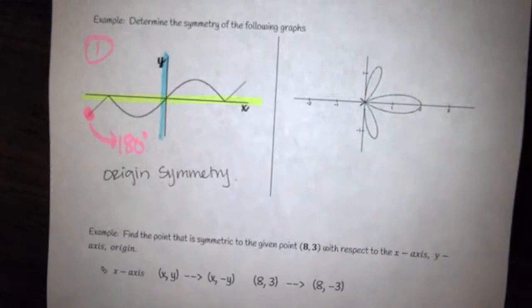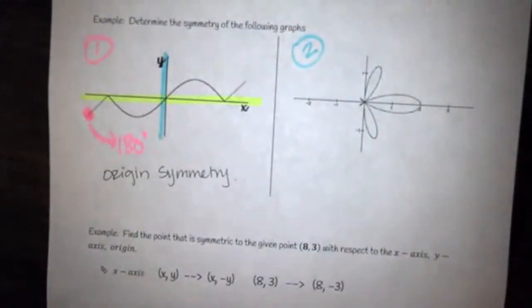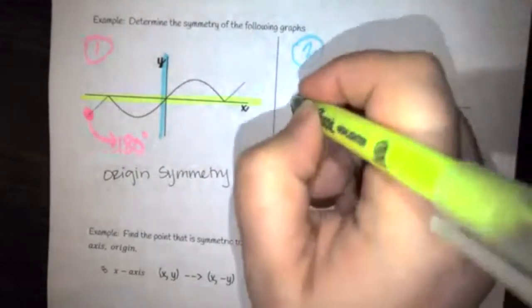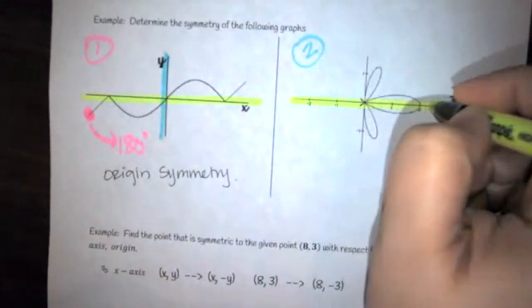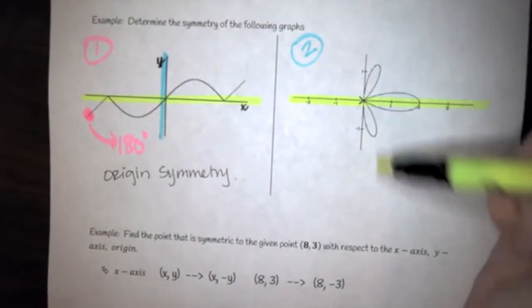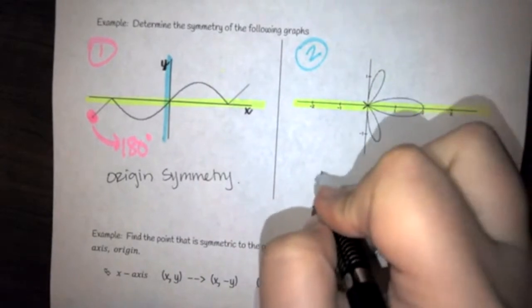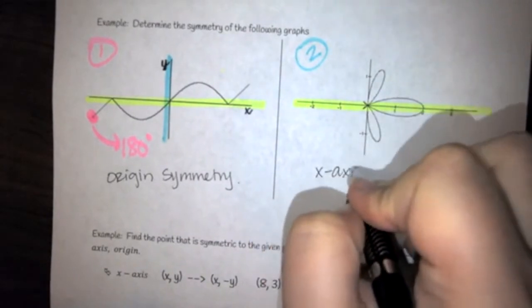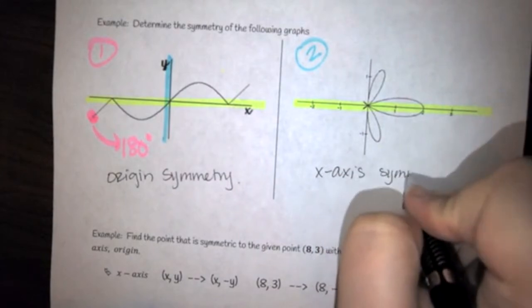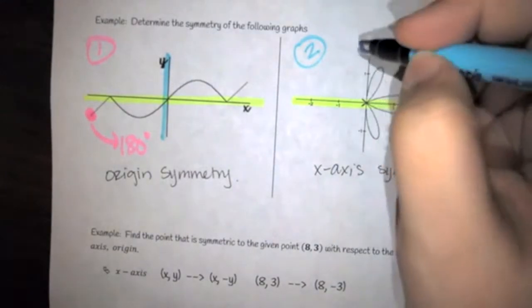So let's do another one. Okay, so this one's number 2. Again, let's look at x-axis symmetry. So if we draw along our x-axis, is what we have on the top matched directly to what we have on the bottom? Well, the answer there is yes. So we know for sure that we at least have x-axis symmetry. Now, we can't stop because you might have one of the other symmetries or all three as well. So we have to test them all.